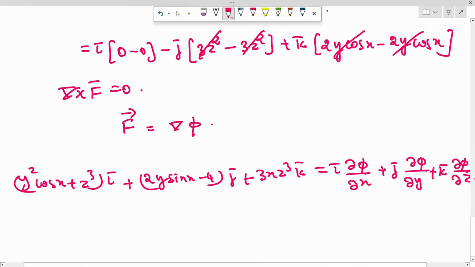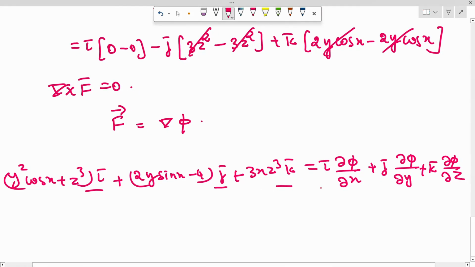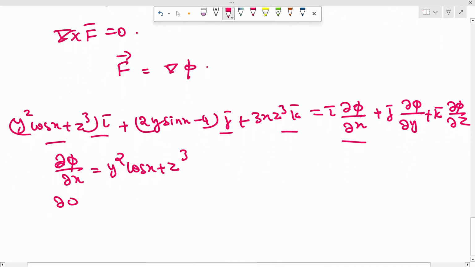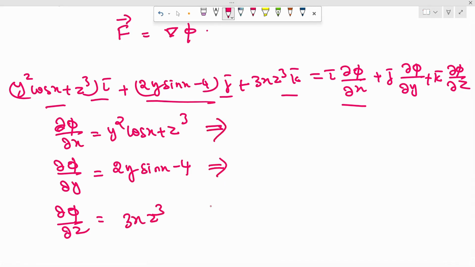Okay. Now we are going to equate the i-th term, j-th term, k-th term, both sides. Now we can write dou phi by dou x is equal to y square cos x plus z cube, and then dou phi by dou y equal to 2y sin x minus 4. Then we can write dou phi by dou z is equal to 3x z square. Now we are going to integrate one by one. First integrate with respect to x, we will get phi in the left hand side.